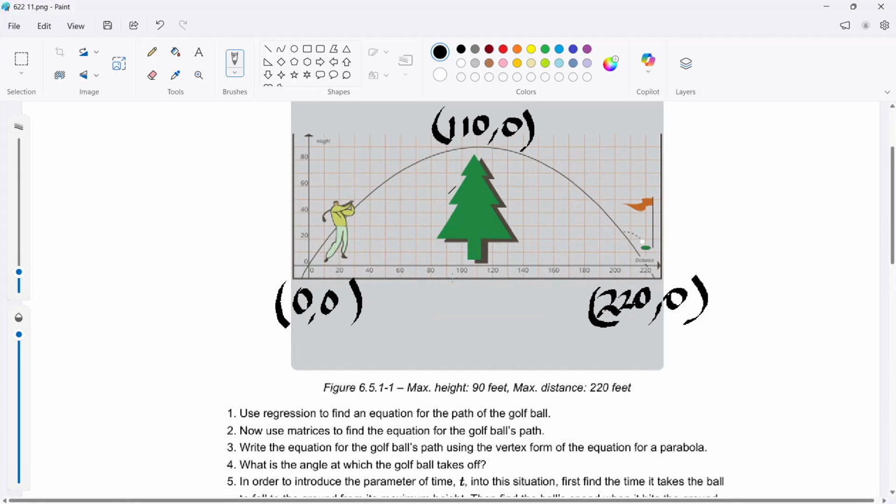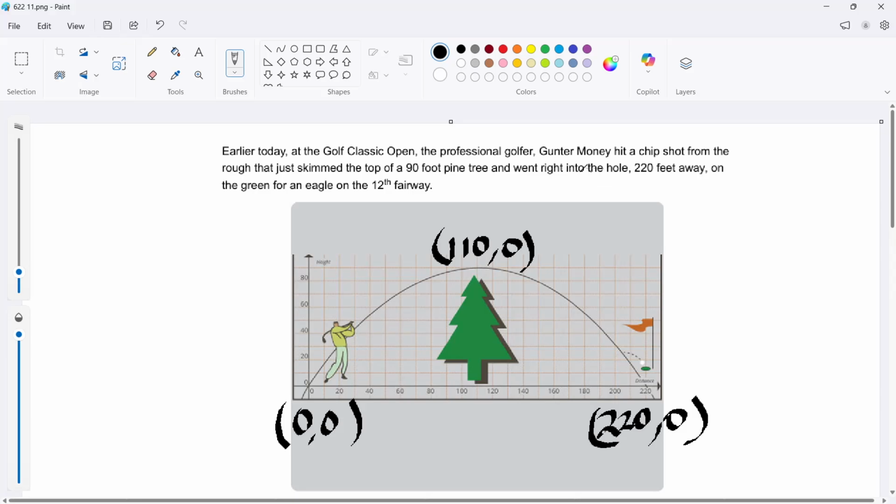All right, so I've just written in the points. Where he starts, it's at 0, 0. The height of the vertex is 110. It says it skimmed the tree and went right into the hole. Well, the vertex would be half the distance to where it lands, so that's 110.